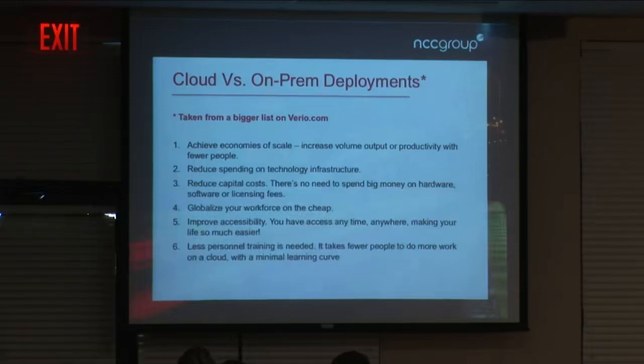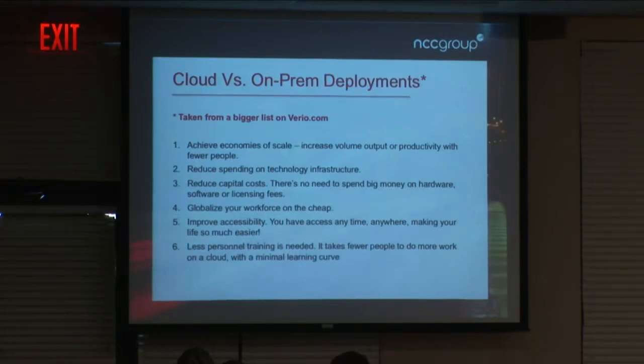So, achieve economies of scale, increase volume, output, and productivity with fewer people. It might be subjective, but that might be true. Reduce spending on technology infrastructure. This is the big one, right? Reduce spending. That's why I reduced this from 10 to 6, because the other four were all talking about cost saving as well. So most of the time when companies are looking at this, it's all about reducing spending. Capital costs, no need to spend big money on hardware, software or licensing fees.